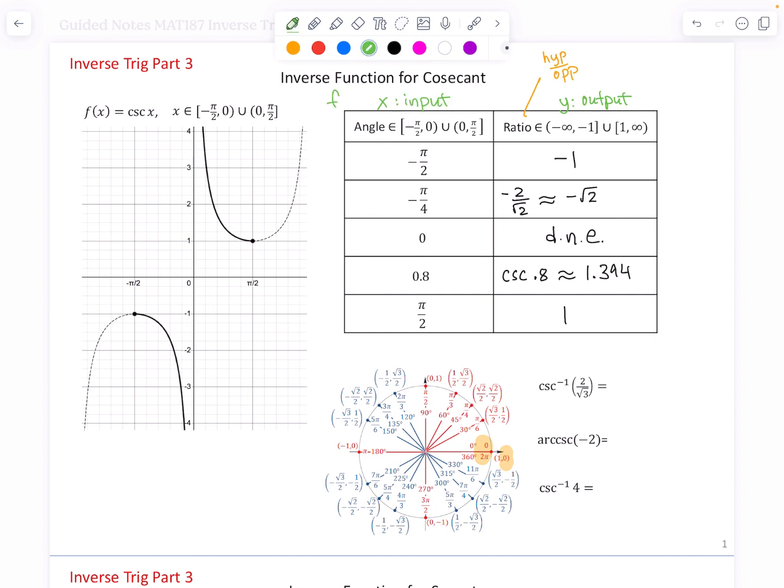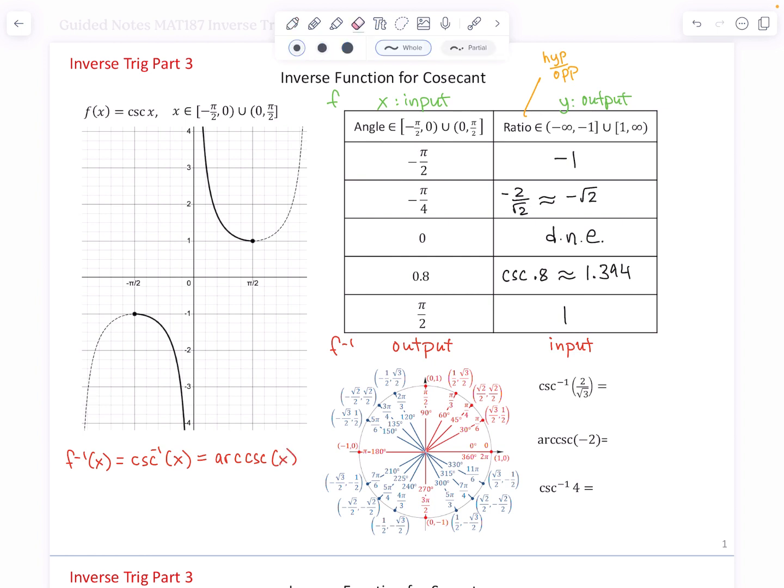And we'll interpret these outputs as y-coordinates, and the inputs as x-coordinates, which are angles in this limited window. And these are the inputs and outputs of the function f, as defined over here. Our inverse function will do the reverse. It's the ratios that will be the inputs, and the angles that will be the outputs. So the inverse function of f will be the inverse of the cosecant, so we can write that as CSC with a negative 1 power, and we say inverse cosecant, or you can write Arccosecant of x.